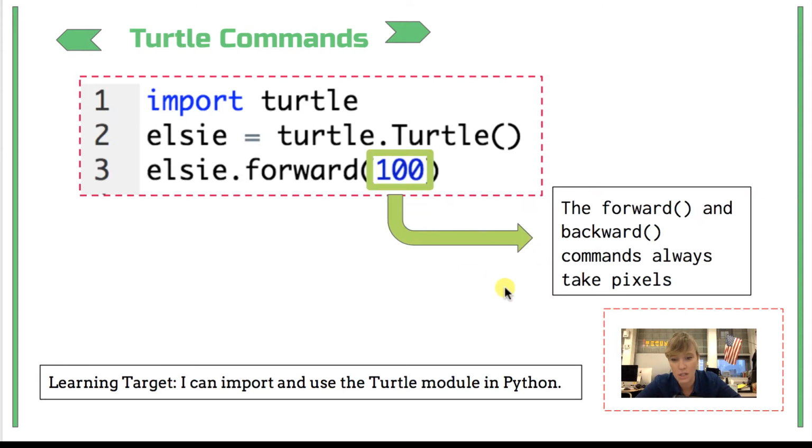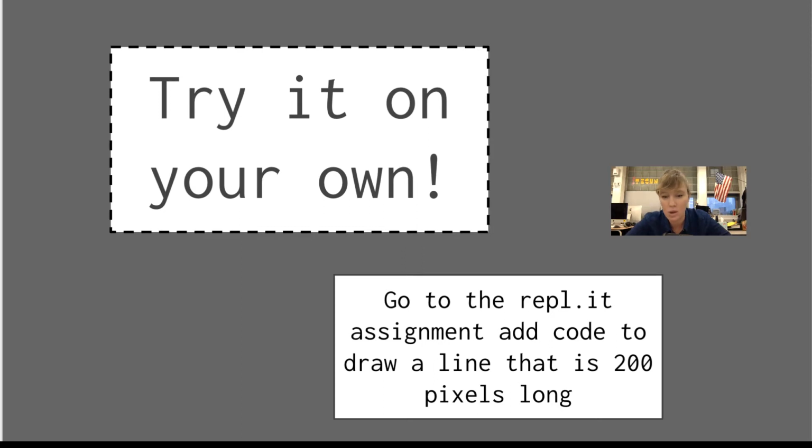So 100 is actually 100 pixels. So both the forward and the backward commands use 100 pixels. Okay, so I want you to go ahead and try this on your own. You can use either the forward command or the backward command, but I want the line to be 200 pixels long.